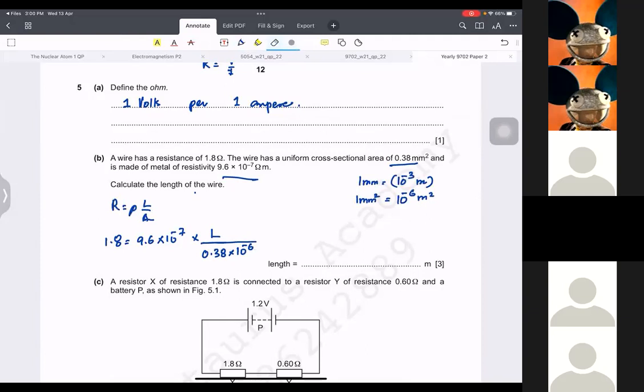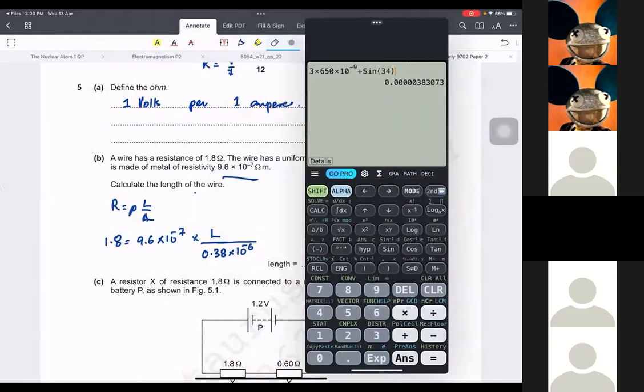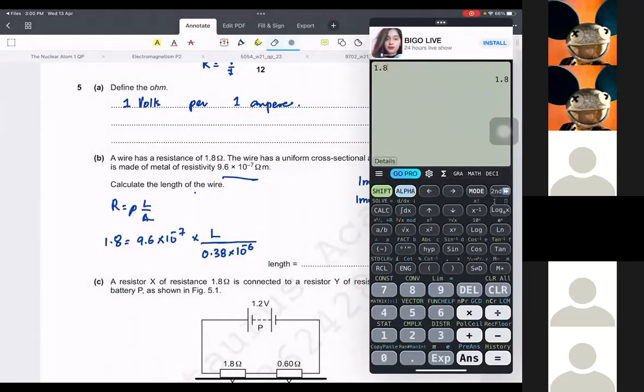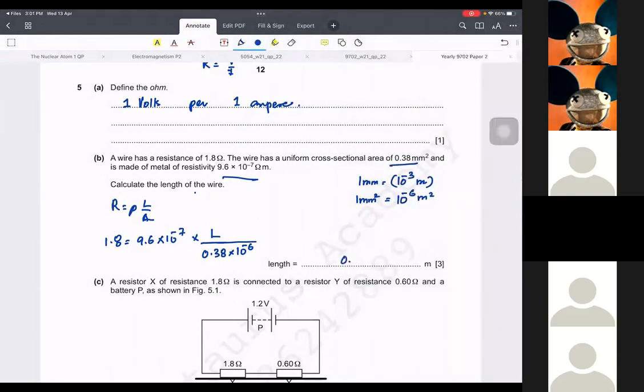Now, okay. So 1.8 times 0.38 times 10 raised to power minus 6. And then you have to divide this by 9.6 divided by 10 raised to power minus 7. So it will be 0.71, okay, up to 2 significant figures.